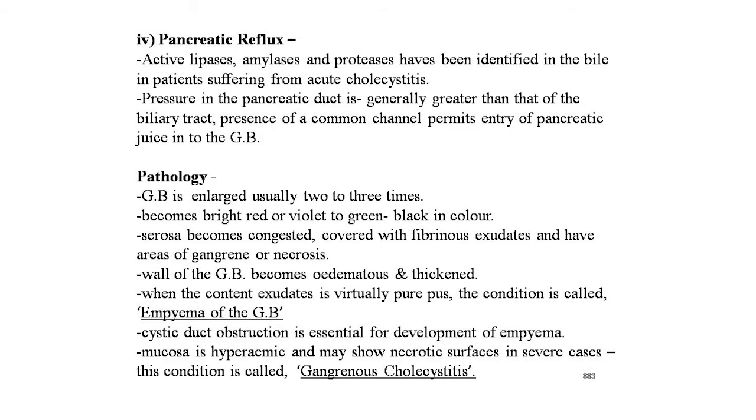Now, the pathology: the gallbladder is enlarged, usually 2 to 3 times, and becomes bright red or violet to green, black in color. Serosa becomes congested, covered with fibrinous exudates and has areas of gangrene or necrosis. The wall of the gallbladder becomes edematous and thickened. When the exudate is virtually pure pus, the condition is called empyema of the gallbladder. Cystic duct obstruction is essential for development of empyema. Mucosa is hyperemic and may show necrotic surfaces in severe cases. This condition is called gangrenous cholecystitis.